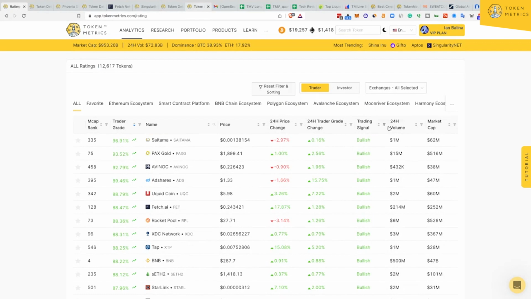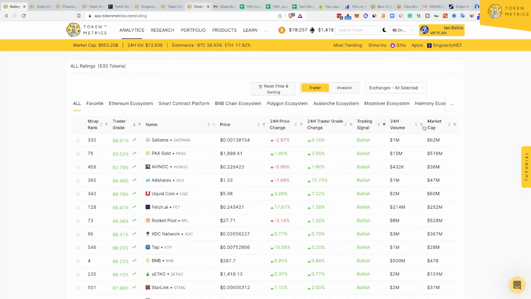We have trader grade, and I always like to filter for bullish. It's kind of obvious. You don't want to trade anything bearish unless you're trying to short it, maybe. Basically, I'll add trading signal bullish. I would add a minimum volume requirement. It depends how much capital you have, but let's make it 5 million or more in terms of 24-hour trading volume. Let's say you want to trade some mid caps, low caps.